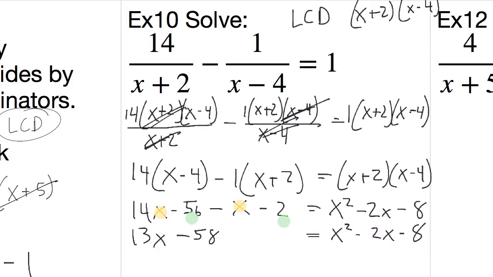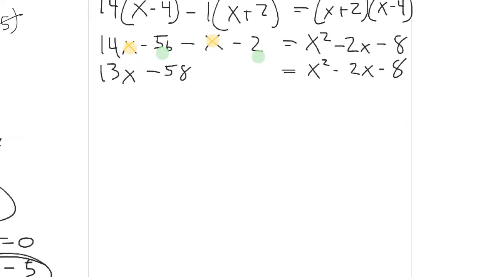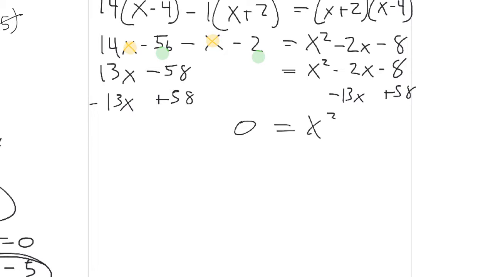And now, let's set it all equal to 0. We get minus 13x on both sides. And we should also add 58 to both sides. What do we get? We get a big fat 0 on the left, x squared minus 15x plus 50.